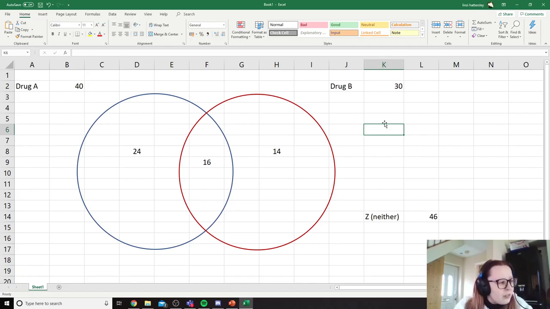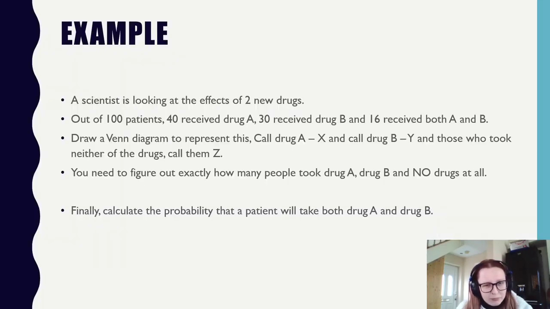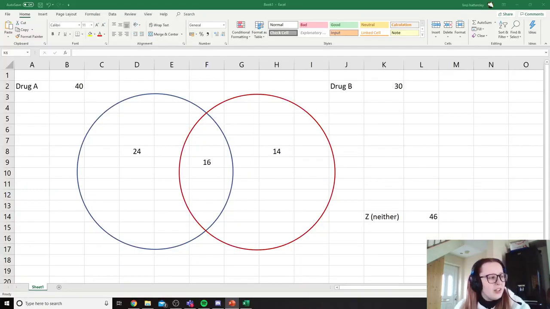And that is how you do a Venn diagram for that horribly worded example. So I hope this sheds light.